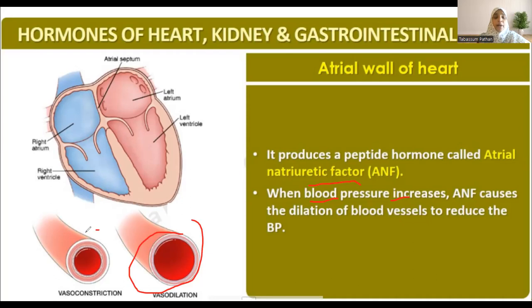So if your blood pressure is more, means what? Your blood vessels are constricted. This condition, vasoconstriction, blood vessels are constricted in case of increased blood pressure. So this signal will be sent to the heart. So the walls of the heart will secrete ANF, and they will cause the relaxation of the blood vessels, that is dilation of the blood vessels. This will reduce the blood pressure. Okay, so this is another peptide hormone which is ANF released by the walls of the heart.